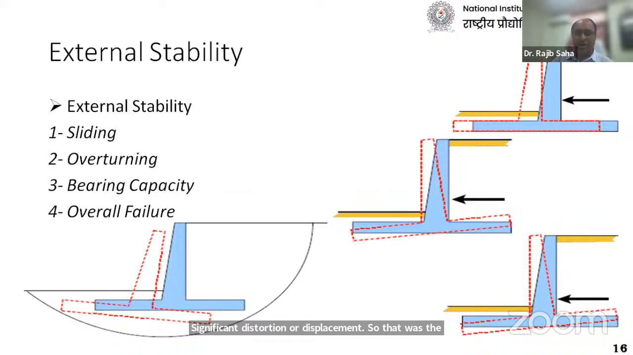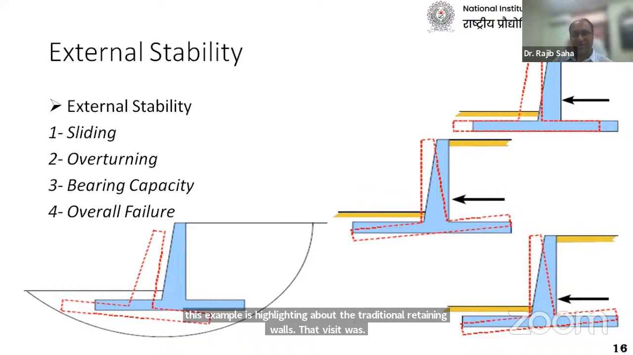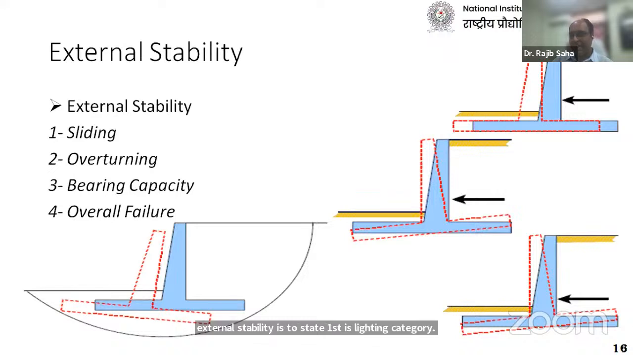Now, all of you know that we check the stability of any retaining wall under three conditions. Obviously, this example highlights the traditional, rigid retaining walls. The external stability we used to check: first is sliding, then overturning, bearing capacity failure, and the overall failure. These four checks we do for any kind of retaining wall. I'm not going too deep into this.